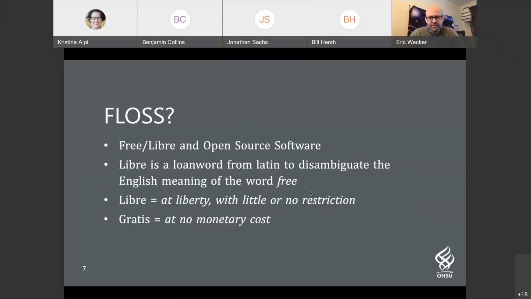And then you might also see this term FLOSS. That means free, libre, and open source software. That word is borrowed from Latin because the English word free can mean either free as in freedom or free as in I don't have to pay for this. So that word is used to make the distinction. You might see this term, which some people prefer.